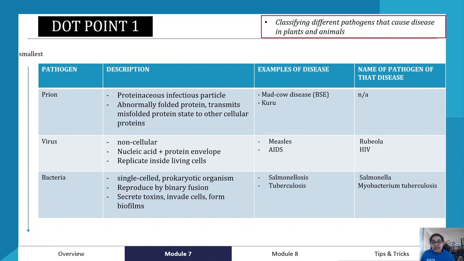So bacteria is the next one. So this is in terms of smallest going up. Bacteria are the next biggest. They're single cell, they're prokaryotic, they reproduce by binary fission. So this links back to module 5, so you should know what the process is. And they secrete toxins, invade cells, and also form biofilms. So Salmonella causes salmonellosis. Mycobacterium tuberculosis causes TB, tuberculosis.